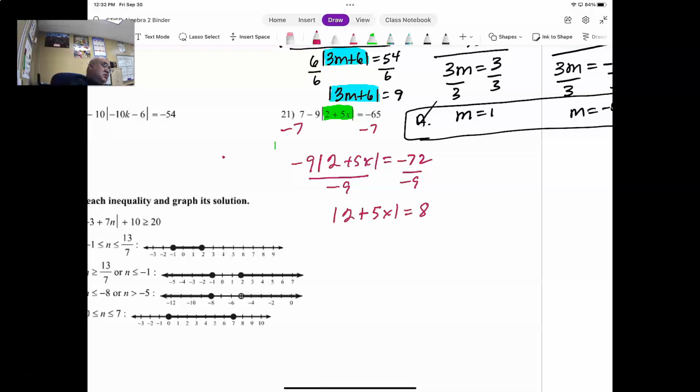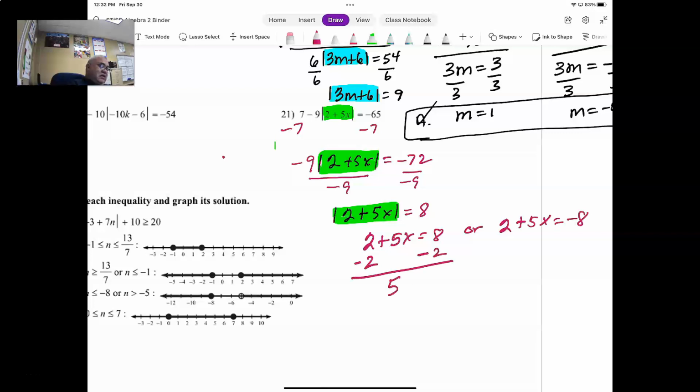So like I told you, what you want is you want the absolute value by itself. And since we have the absolute value here, now we can write the two equations. So we have 2 plus 5x equals 8, or 2 plus 5x equals negative 8. Subtract 2, subtract 2. So you have 5x equals 6, divided by 5. So one of your answers can be 6/5.